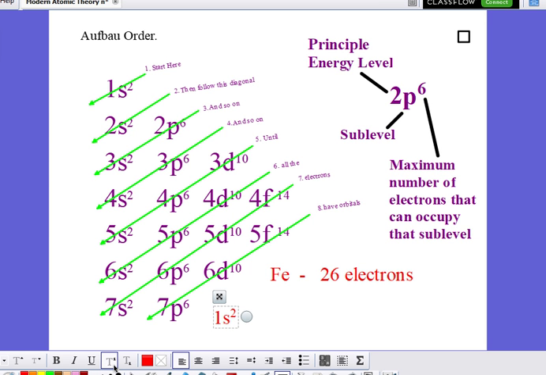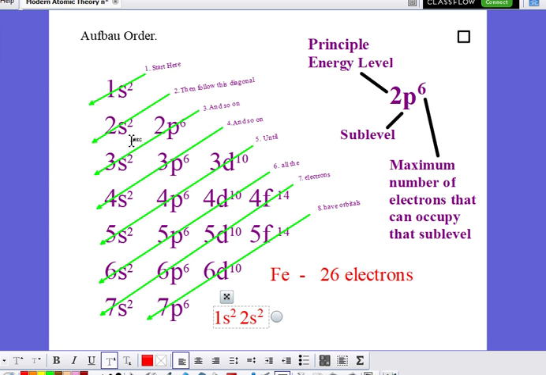So the first energy level only has a 1s, right? This is the first energy level, sublevel, number of electrons. First energy level, the sublevel is the s, which we discussed was sphere shaped, and there are only 2 electrons in there. All right, since there's 26 electrons, we've got a ways to go. So we go down to the next arrow, and it says there's a 2s, and that can hold 2 more electrons. So that's only 4 electrons so far, so we've still got quite a ways to go.